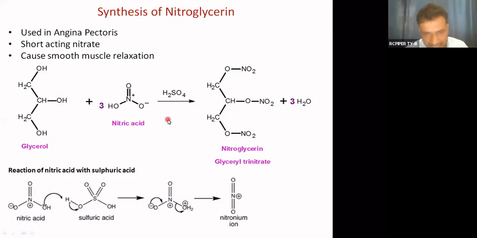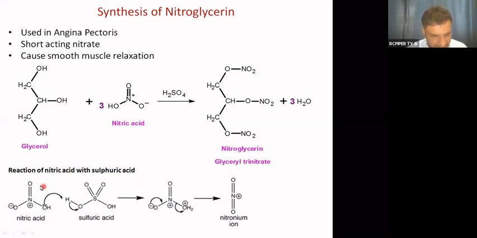But to generate that nitronium ion, you have to react nitric acid with H2SO4, which is called the nitrating mixture. Now in these 2 acids, H2SO4, sulfuric acid, is a strong acid, it dehydrates the nitric acid and generates NO2 plus ion, which replaces these hydrogens. Now you can see here, this is the reaction of nitric acid with sulfuric acid.